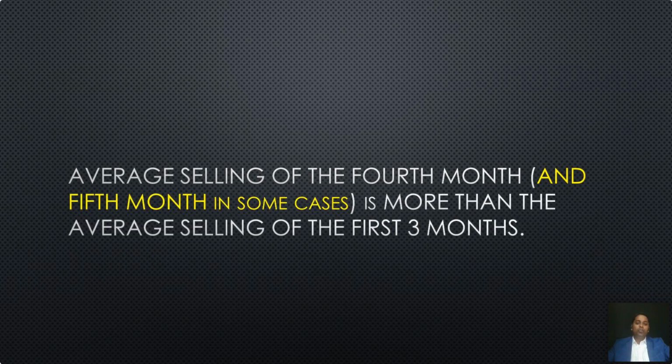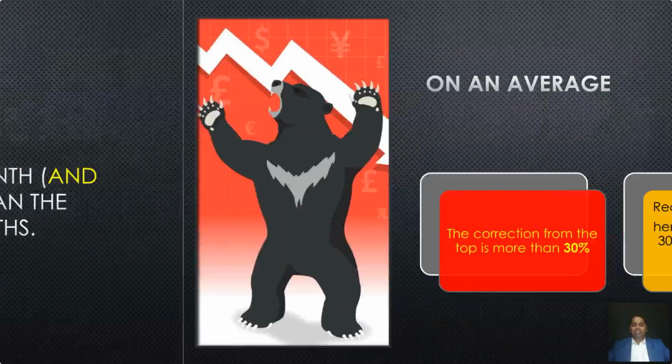So this brings us to a very, very important conclusion: the average selling of the 4th month and the 5th month in some cases is more than the average selling of the first 3 months. We've broadly seen that the average correction of 4 or 5 months as a cumulative bunch is approximately 25 to 30% in many cases. 25 to 30% is what we've seen in historical corrections.